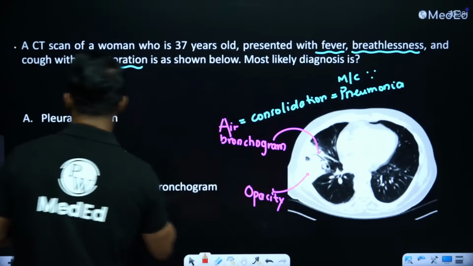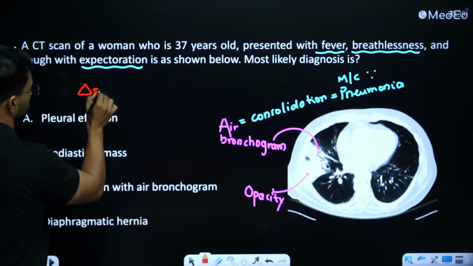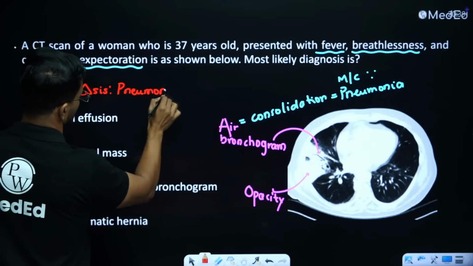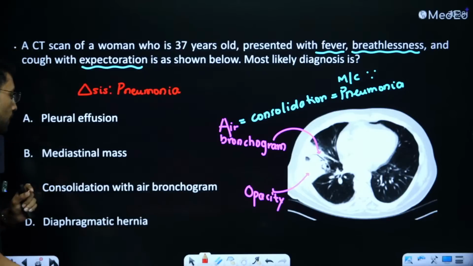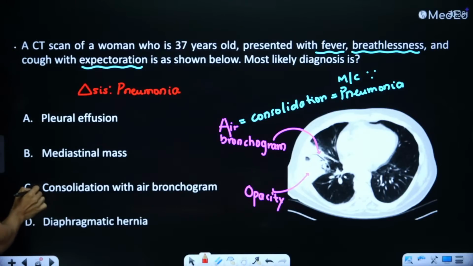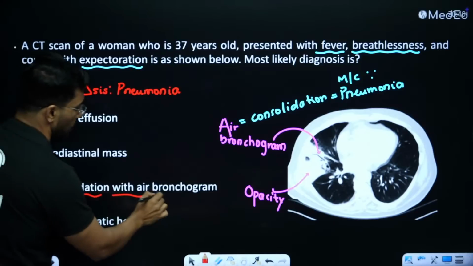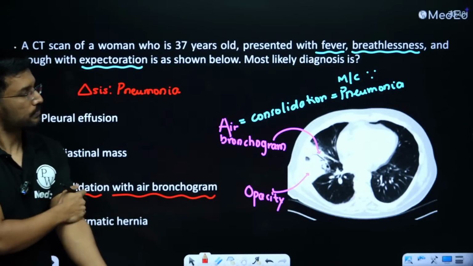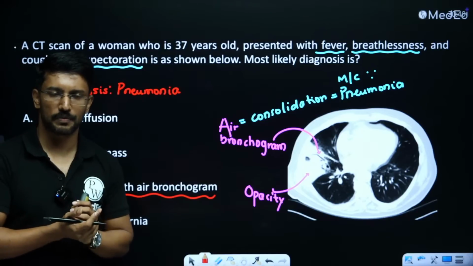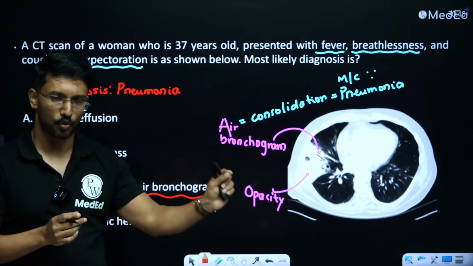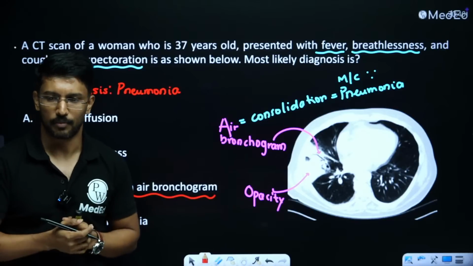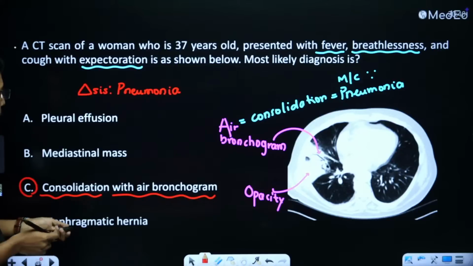So if that is my diagnosis, what should be my answer here? Of course, consolidation with air bronchogram. And how do I treat this patient now? What will be my next step if I get this patient? I will apply the CURB-65. Based on that, I will decide whether the patient goes to outpatient or inpatient or ICU, and I have to choose appropriate antibiotics. Okay, good.